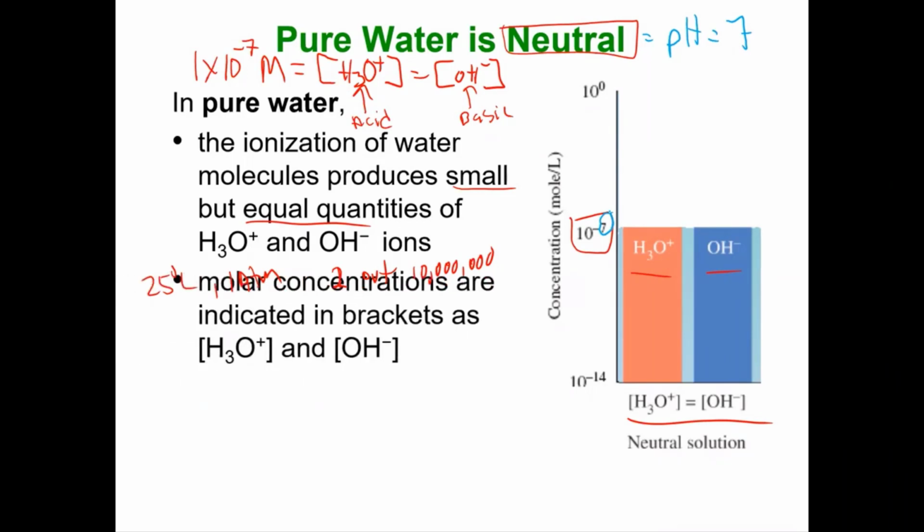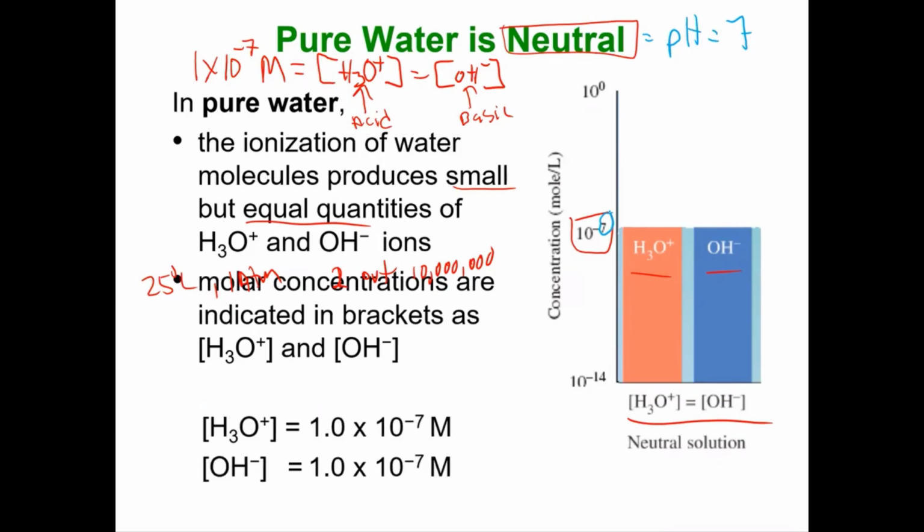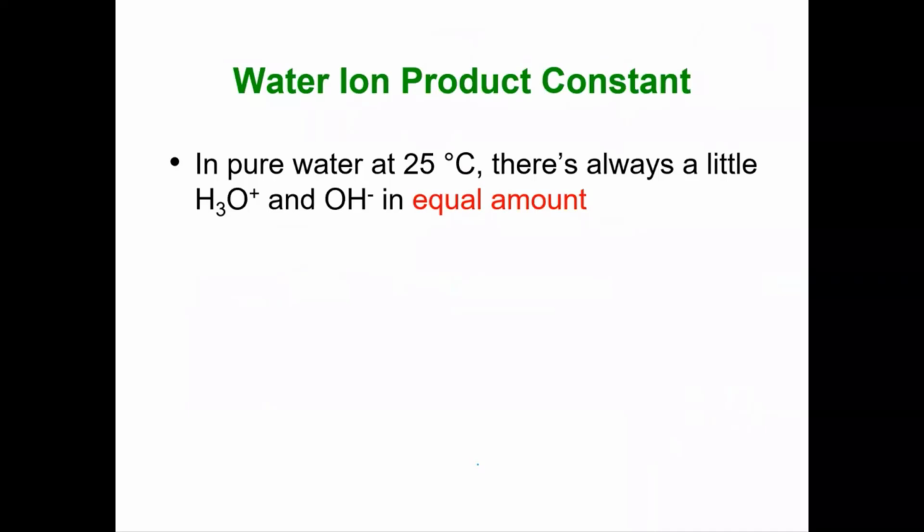So the molar concentrations are indicated by brackets. I've already talked about that in chapter 8, right? And we know that the molar concentration is 1 times 10 to the minus 7 for both, in equal amounts. That's why this is neutral. So we can make what's called a product constant. It's referred to as Kw. A lot of times you learn about equilibrium constant K prior to acid-base equilibrium, but that's okay. We're going to do it anyways.